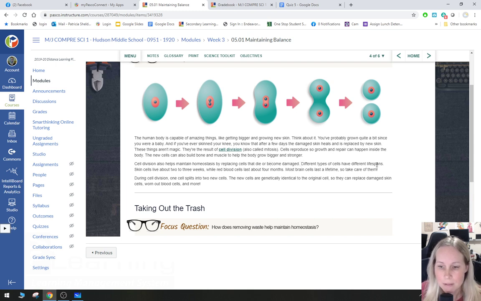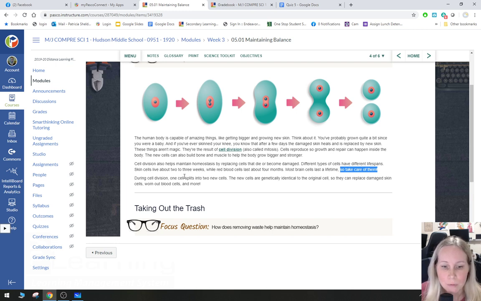Different types of cells have different lifespans. Skin cells live about 2 to 3 weeks, while red blood cells last about 4 months. Red blood cells are, you guessed it, blood cells. Okay? Most brain cells last a lifetime, so take care of them.